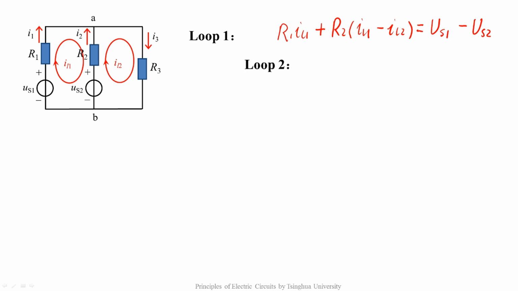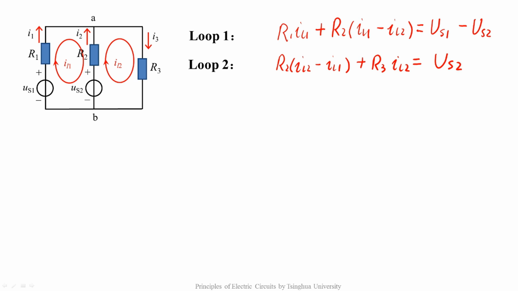For loop 2, we can similarly write its equation. Along the loop direction, the voltage drop across resistance R2 is R2 times (IL2 minus IL1). And the voltage drop across resistance R3 should be R3 times IL2. On the right side, along the loop direction, the voltage rise across all the sources is US2.